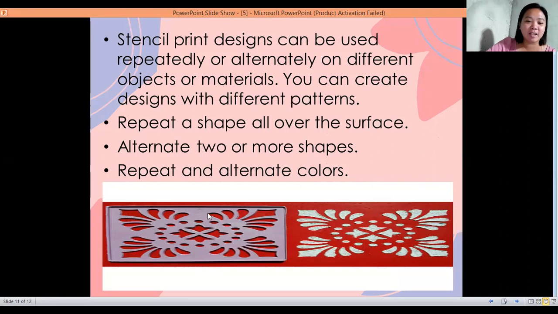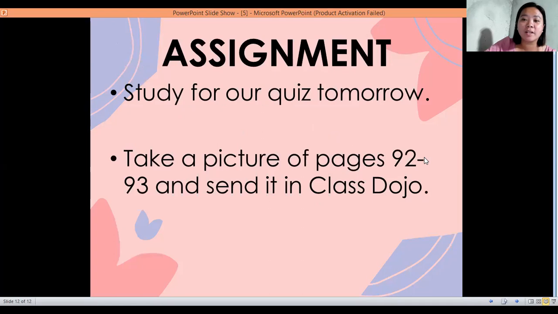Okay, so she made a design and then she put it over the paper and then painted it. So this is now her work. So you can repeat a shape all over the surface, or you can alternate two or more shapes. You can repeat also the colors, or you can alternate colors. All right. So that's all for our arts. So please watch the video of your project about project in arts and computer.